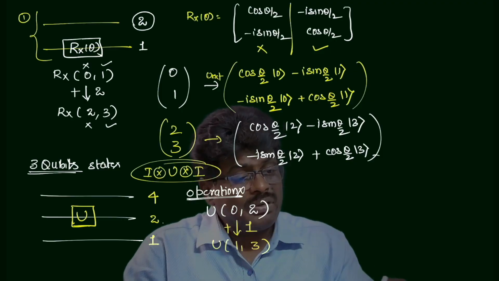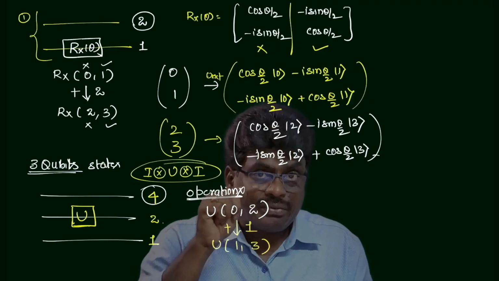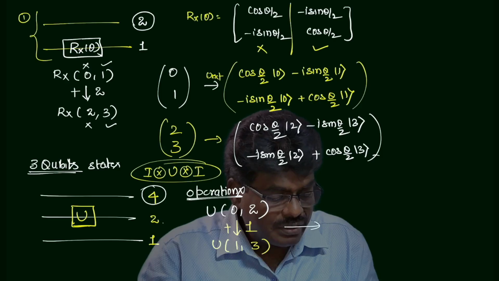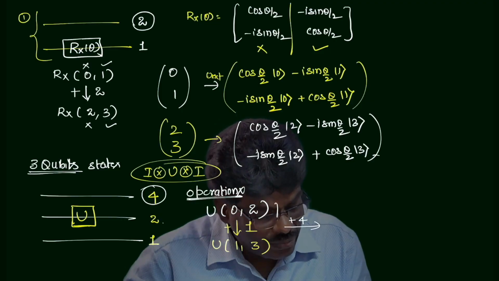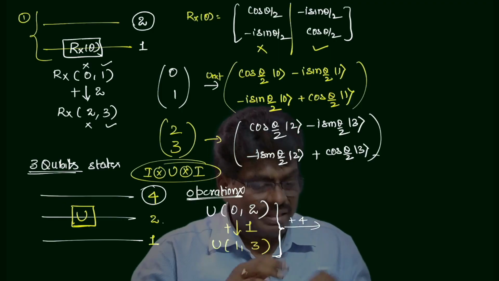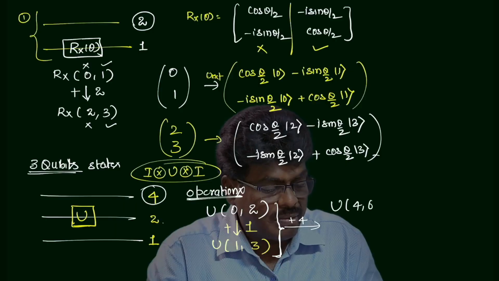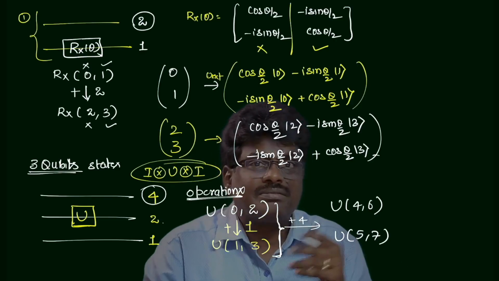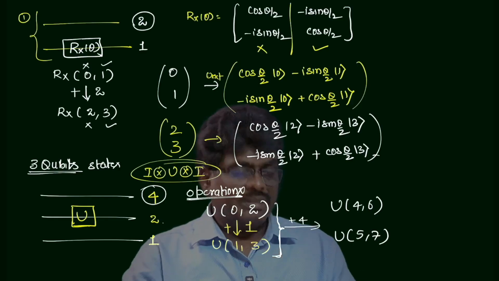Next, one more is left. What's that? 4. That fourth one you have to add to both of these operations. Then you will get another two operations, that is U of 4 comma 6 and U of 5 comma 7. Okay, so this is the technique.